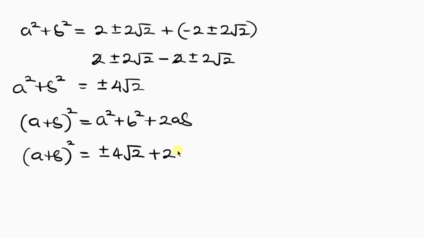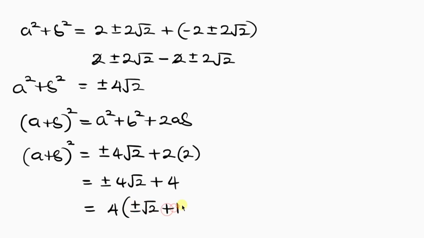ab is given to us in the question to be equal to 2. So simplifying, we're going to be having plus or minus 4 root 2 plus 4. Now notice that 4 is common. So we can go ahead and factor out 4 so that we have 4 times plus or minus the square root of 2 plus 1. And this is our a plus b raised to power 2.